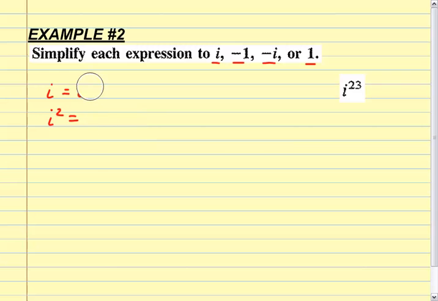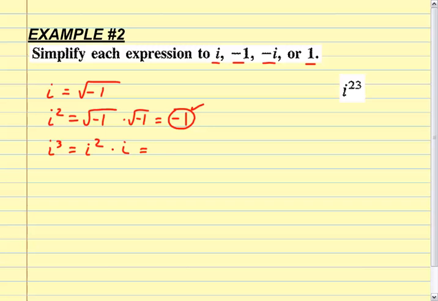Here, let's rewrite each one of these, just so we'll get an idea. i is equal to the square root of negative 1. i squared is equal to the square root of negative 1 times the square root of negative 1, which is just negative 1. Okay, so i squared is equal to negative 1. i cubed, well, that's i squared times i, right? That gives us i cubed. But i squared is equal to negative 1. And i is just equal to i. So our answer is negative i.